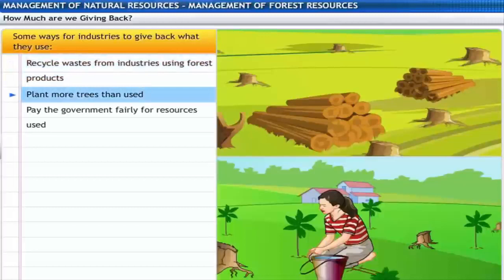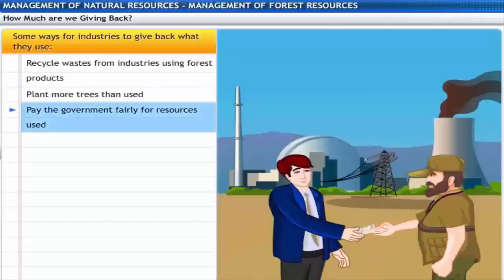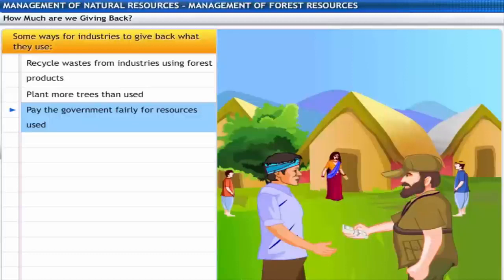The government has made it a rule that all industries that use raw materials from a forest must have the responsibility to plant more trees than they chop. Industries must pay the government fairly for these resources so that the money can be used for development work and for the benefit of the local people.